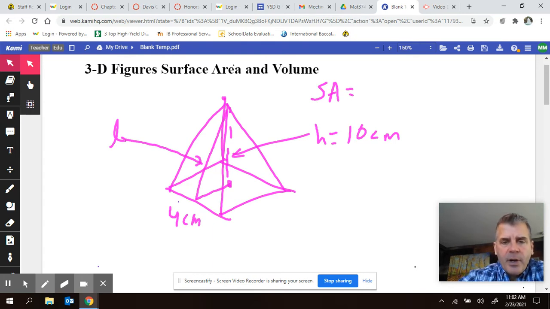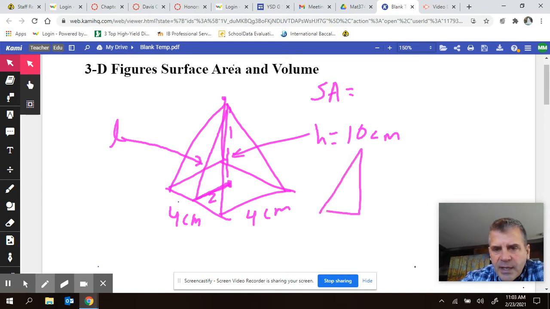Guys, if this is a square pyramid, we know this, say, is 4 centimeters. You can find that length right there. It's halfway across, so you know that this has to be 2 centimeters. And you should see, there's actually a right triangle sitting inside of this figure. So I'm going to try to shade it in a little bit. There's that right triangle sitting inside of there.